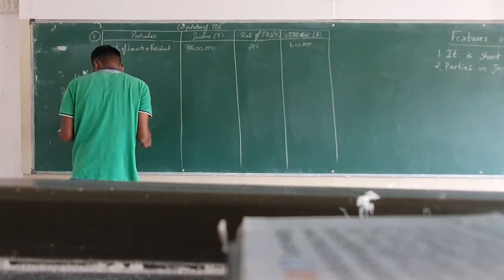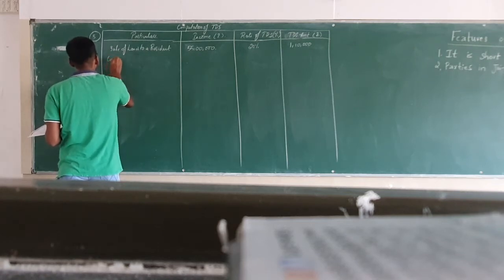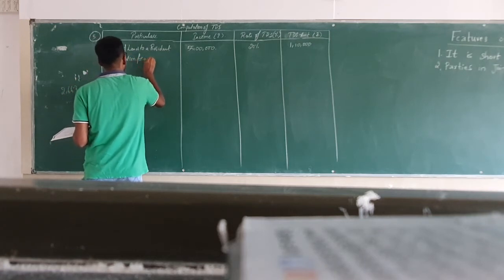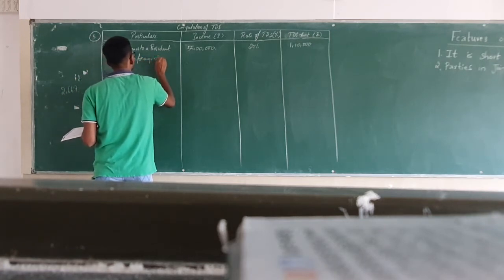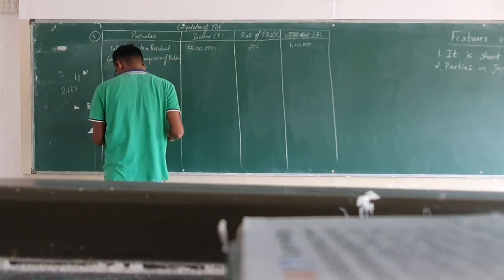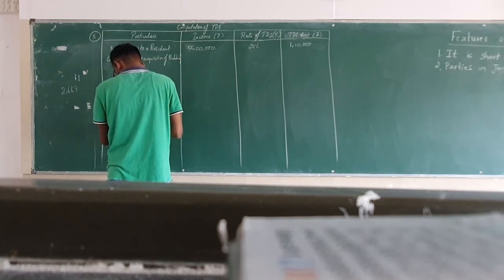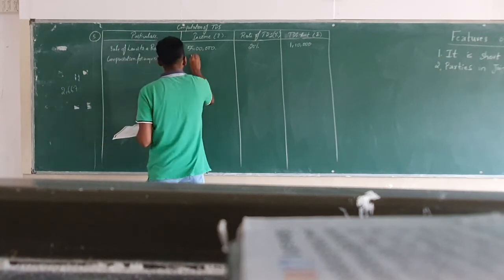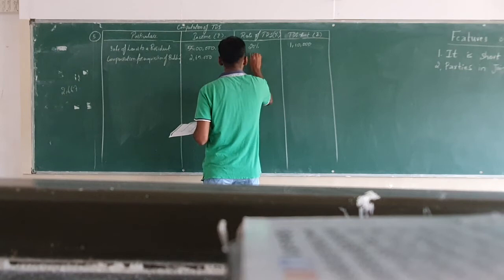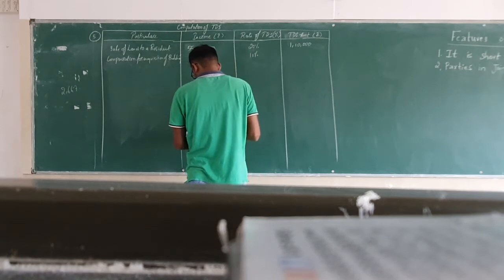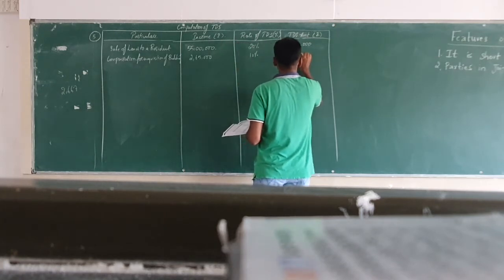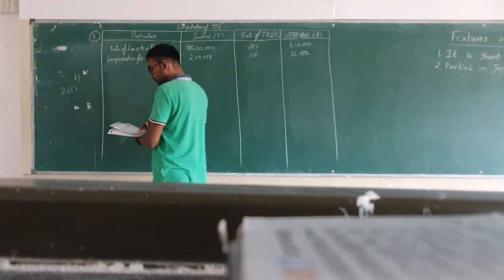So under particular column write down compensation for acquisition of building. So what is the amount of compensation paid for acquisition of building? It is 2,65,000. Now on this the rate of TDS applicable is 10%. So on 2,65,000, 10% if you compute, the amount of TDS will be 26,500. Then again what is the next transaction?